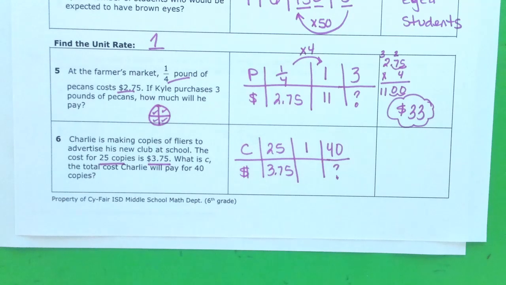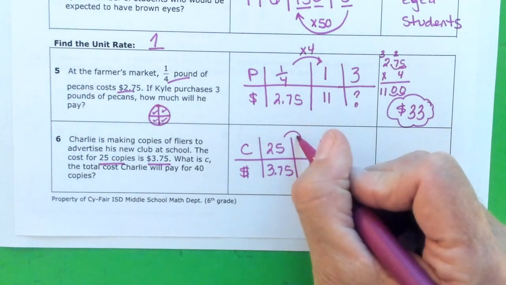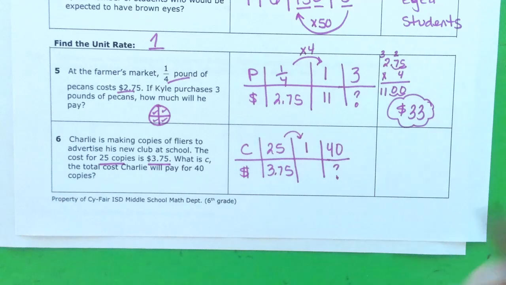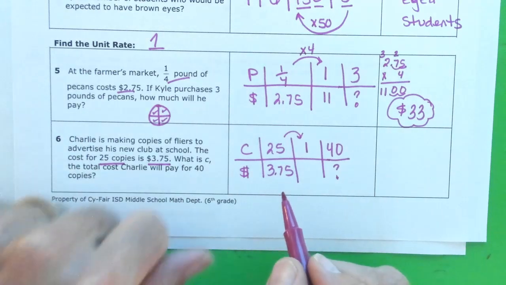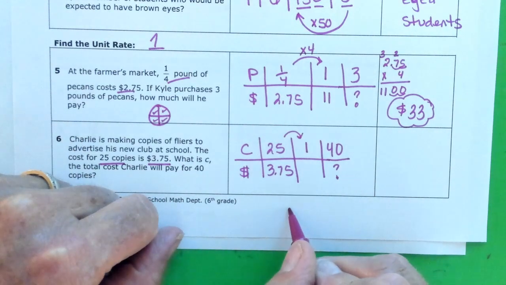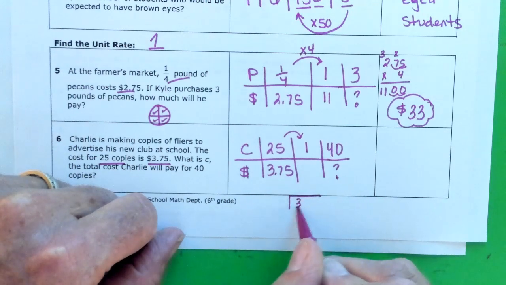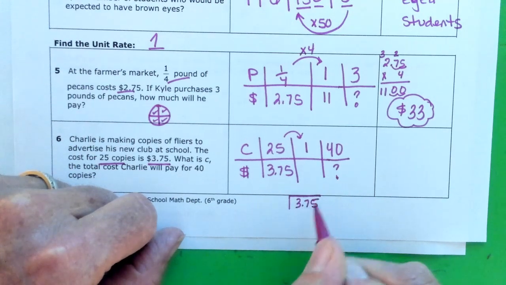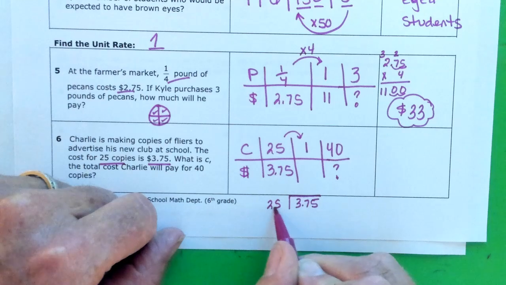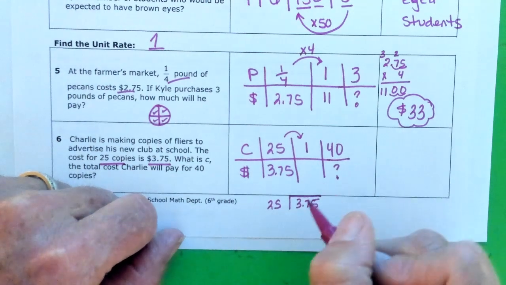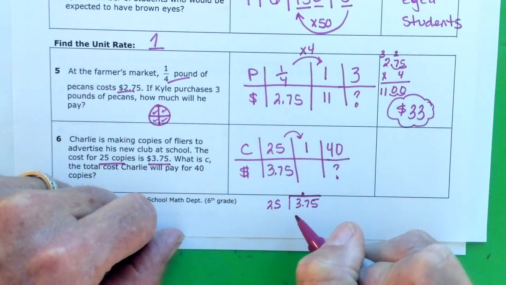All right, so I've got to get from 25 to 1. That means I have to divide by 25. So I must take 3.75 divided by 25. I'm going to use this little line to help hold my dividing house. $3.75 divided by 25 copies. Don't be scared. Lift it, stick it, and start dividing.